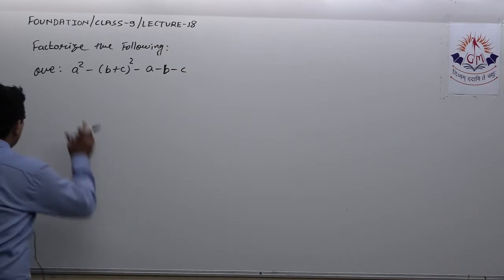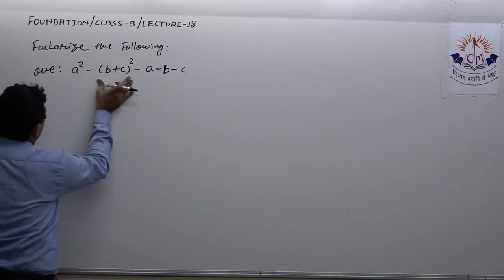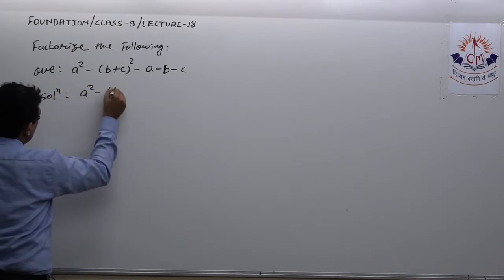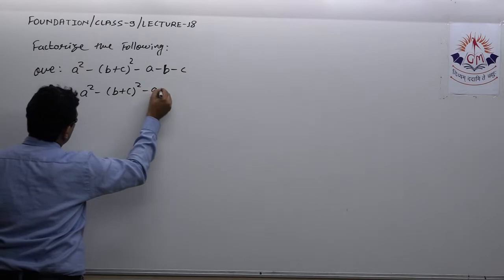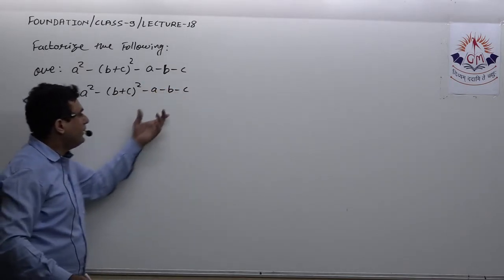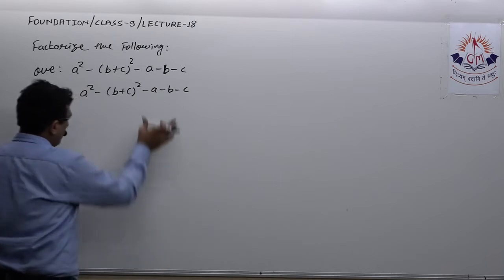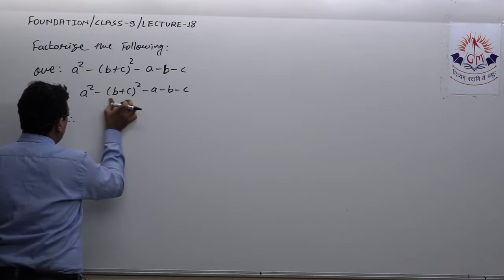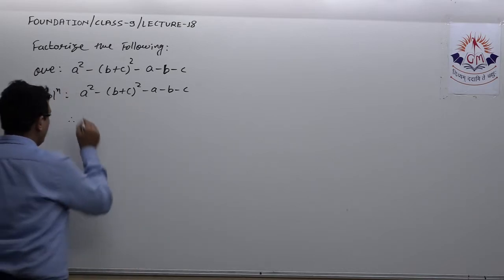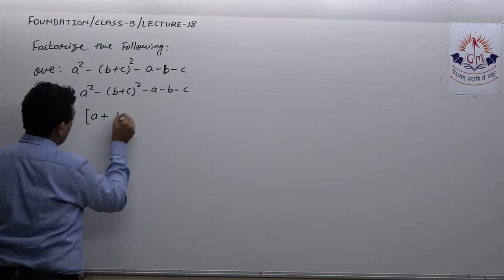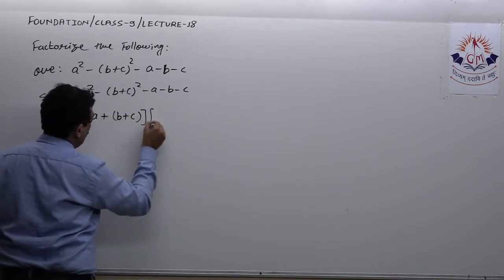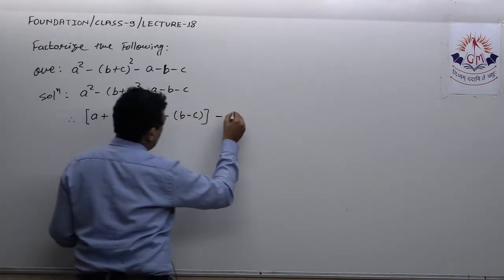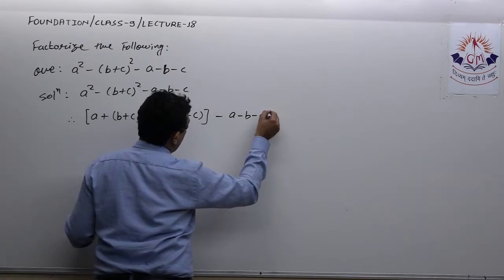Okay, let us see. See here we can see directly it is a square minus b square. So definitely we'll start with that only, by applying the identity of a square minus b square. Now then we'll see what we have to do about this particular part of this question. So here a square minus b square is a plus b, a minus b. So a plus b into a minus a minus b minus c.